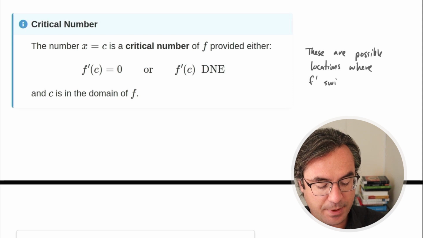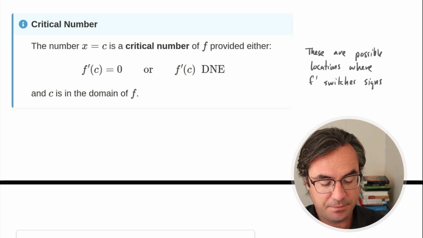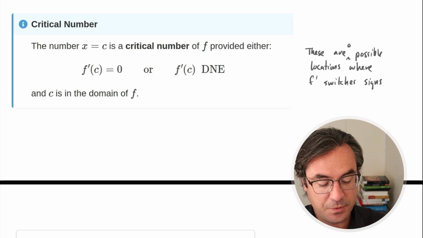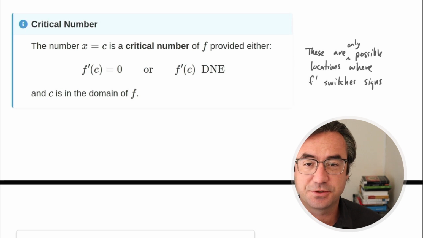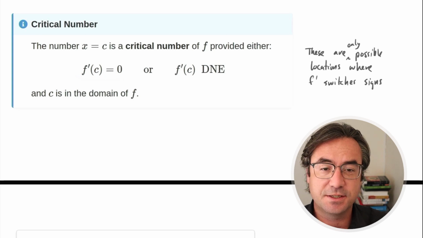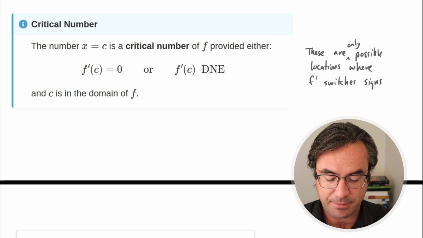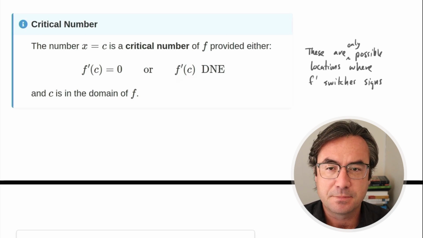So these are the only possible locations where f prime could switch signs. So this is the only way f prime can switch signs. Either it crosses the x-axis or it kind of jumps over the x-axis. That's what happens with this undefined.